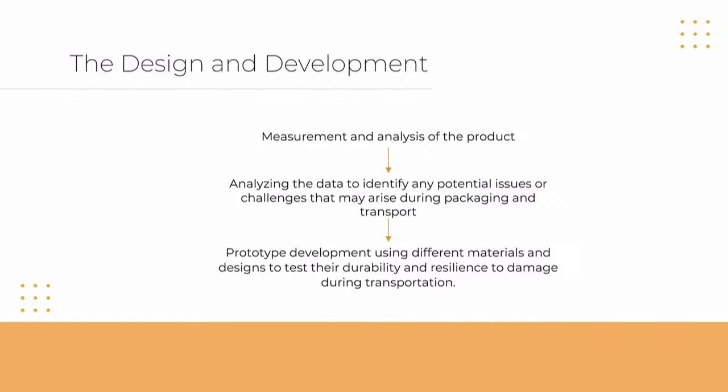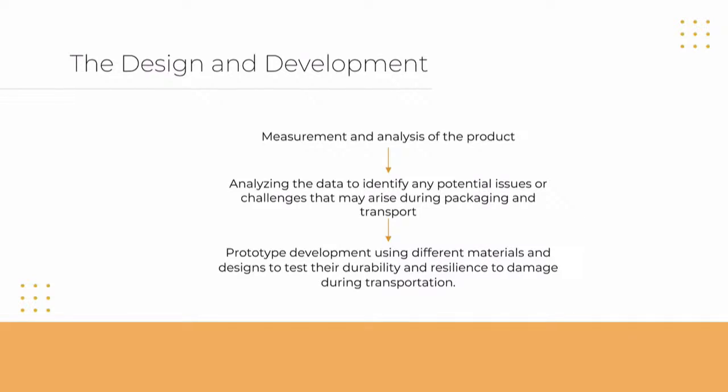After understanding the consumer, design and development were carried out in two methods. Method 1 is measurement and analysis. For that, measurements were taken of cups and spoons, including their dimensions, weight, and other relevant factors that can impact their packaging and transportation. Then, analyzing the data to identify any potential issues or challenges that may arise during packaging and transport, such as the need for cushioning, risk of breakage, and impact of temperature and humidity, was identified.